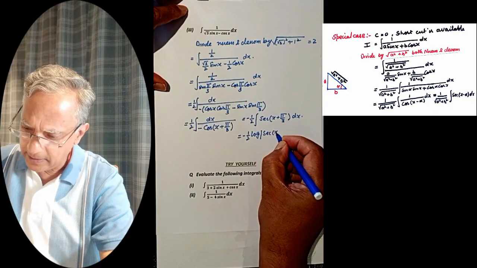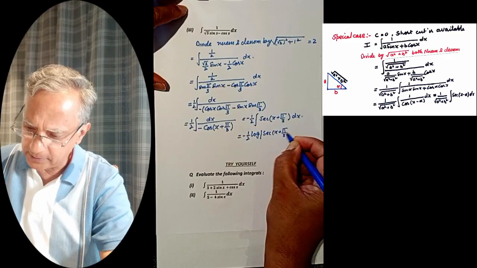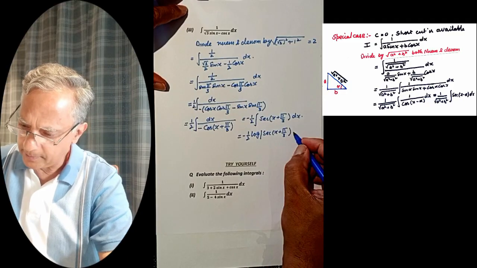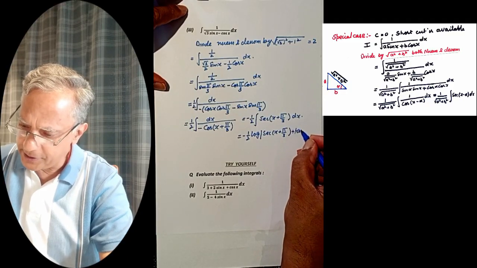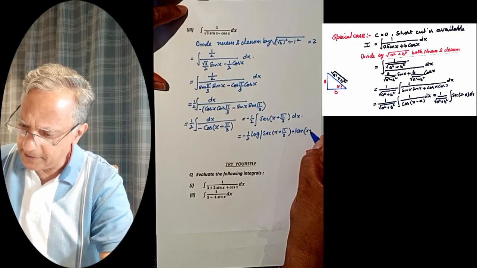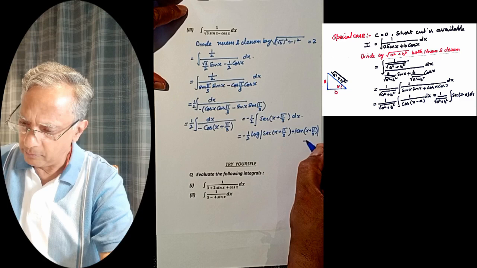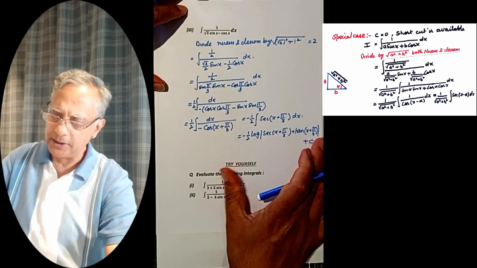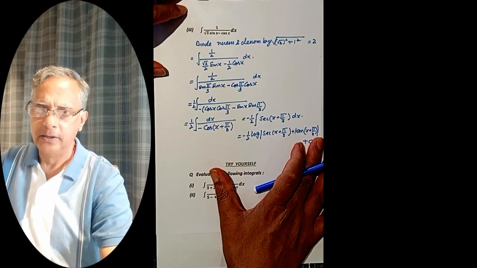and this is equal to minus half log of secant x plus pi by 3 plus tangent x plus pi by 3 plus c. So this is the shortcut.